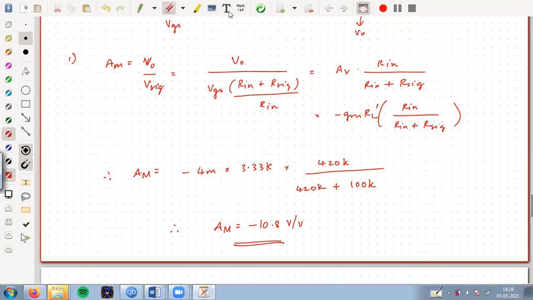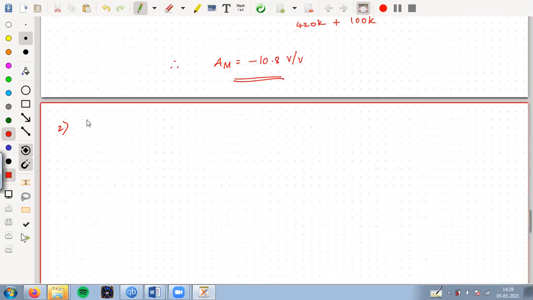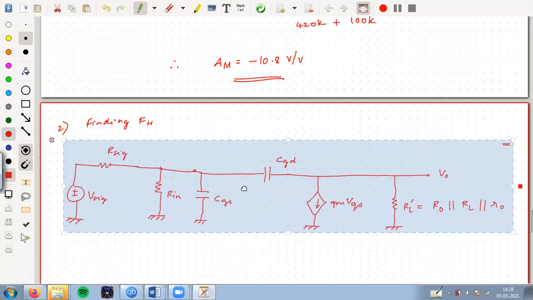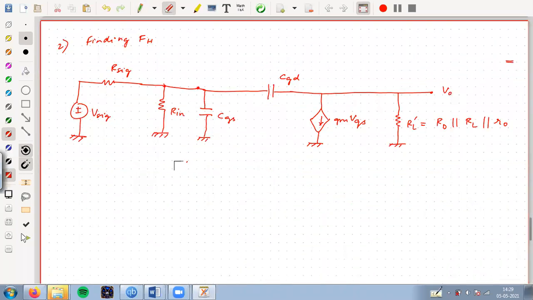Finding what is FH now. So that is the second part, finding FH. If I look at this diagram again, I can see there are two capacitances, CGS and CGD.